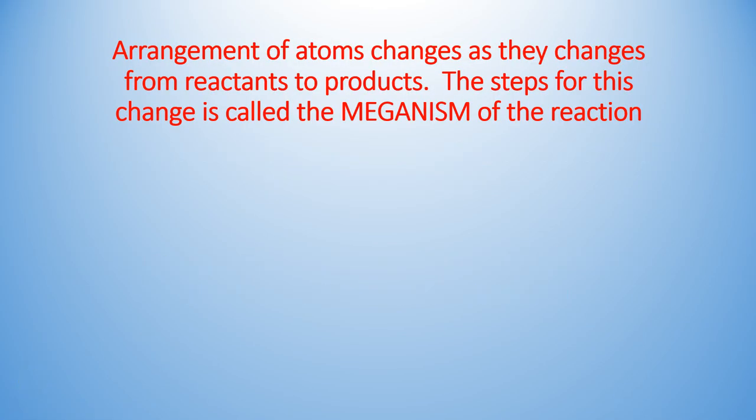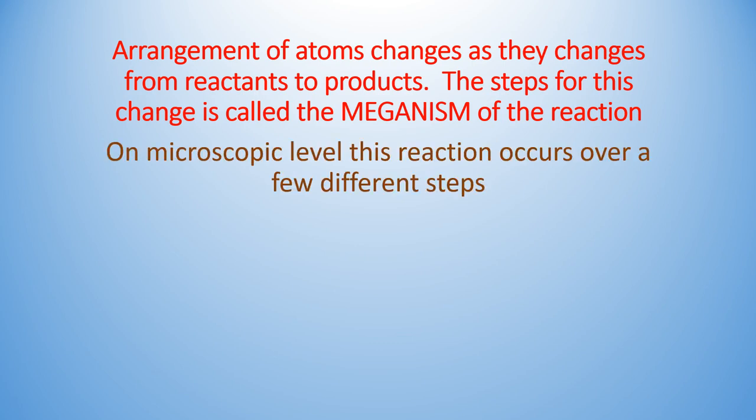The arrangement of atoms changes as they go from reactants to products, and the steps in which they change are called the mechanism of a reaction. On a microscopic level, this reaction occurs over a few steps. Let me show you one quick example.